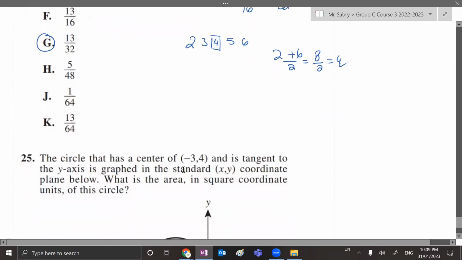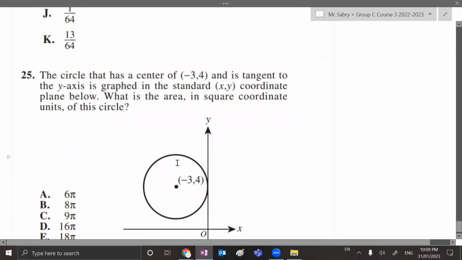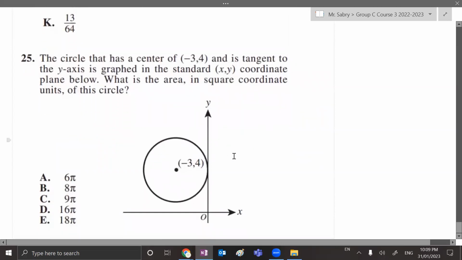Most welcome, Omar. Number 25. This is a circle and you're told that the center is -3 and 4. It's tangent to the y-axis. What is the area of the circle? So in order to get the area of any circle, we remember the rule of the area of the circle, which is mainly pi r to the power of 2. So apparently what we need is the r, the radius.